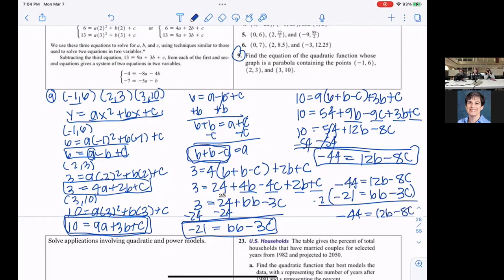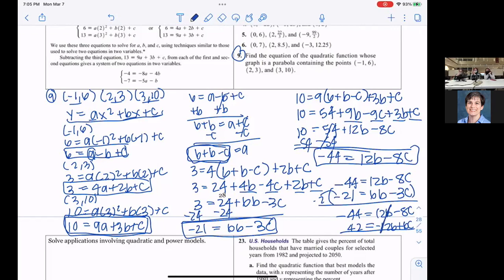minus 8C. And this bottom equation is gonna be, so we have a 2 times a -21, which is gonna give us 42. And then the 6B times the -2 is gonna give us a -12B. And then the -2 times the -3C is gonna give us a +6C. And so these B's are gonna cancel out.